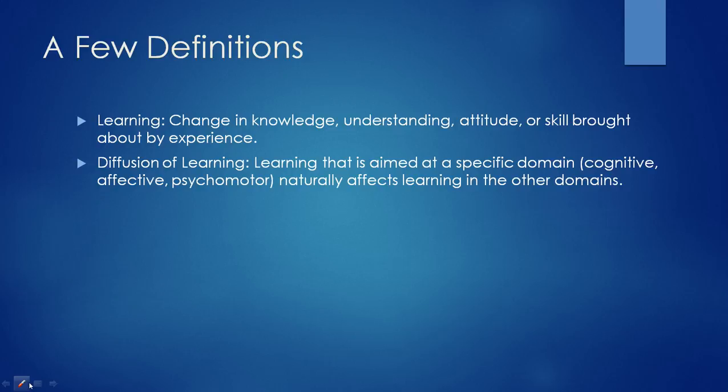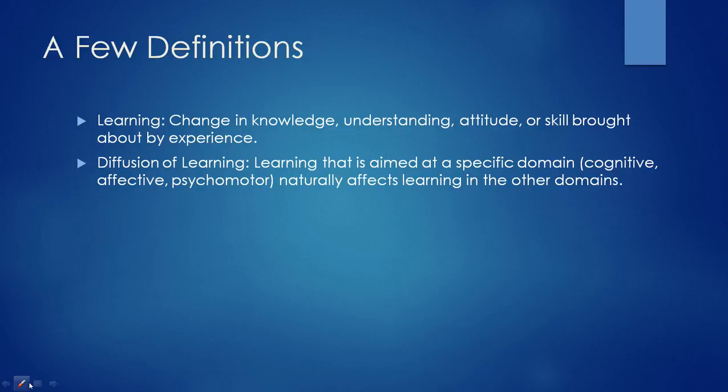So diffusion learning refers to this fact that even though I'm focused on a specific area, a specific level, a specific domain of learning, and I want that student to get it at that level, I also realize that there will be learning in other areas as well that I'm not even maybe aware of.